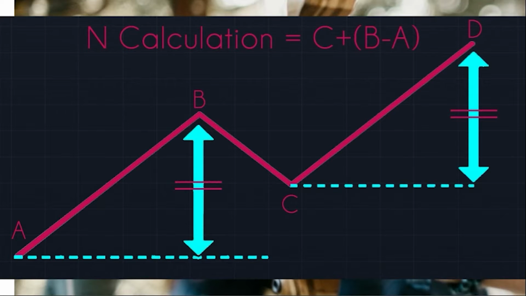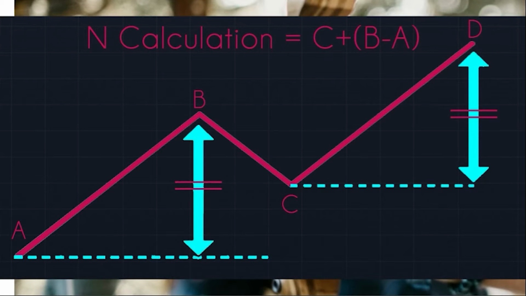Essentially, this theory takes 3 reference points, points A, B, and C, to calculate the future price target / reversal points. Remember, we must calculate the parentheses first. So B minus A gives us the first distance, and then we add that to C. And this is how we calculate the N calculation.